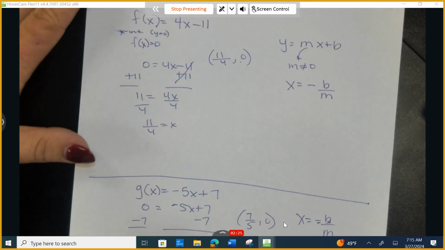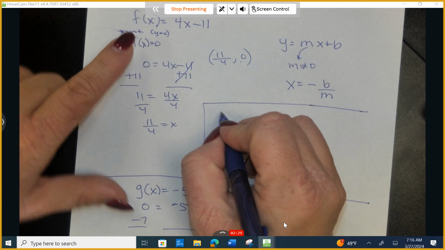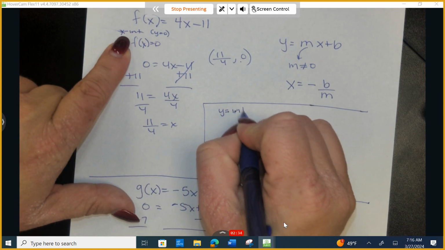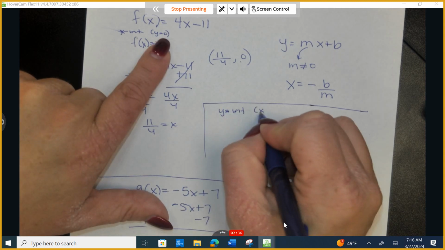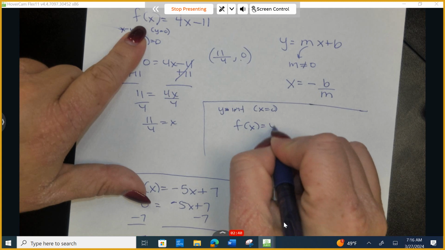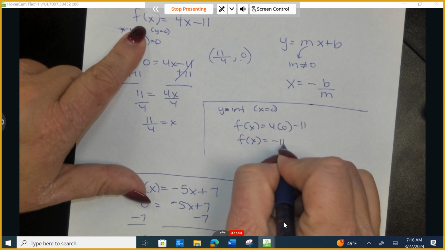Now let's come back up here. How do we determine the y? Just like when we found the x-intercept, we made y 0. Now when we find the y-intercept, we make x 0. So f of x equals 4 times 0 minus 11. f of x equals negative 11.